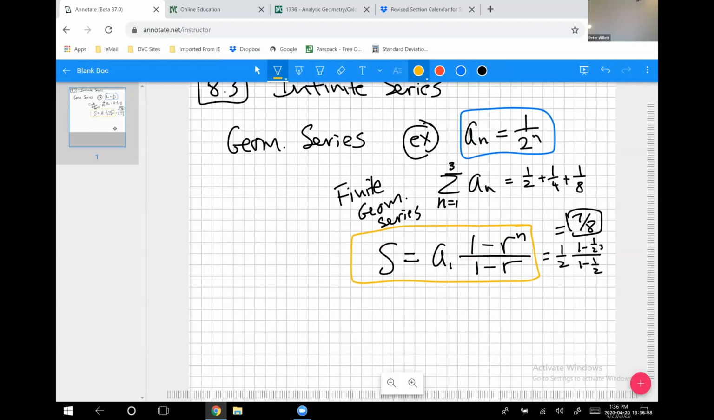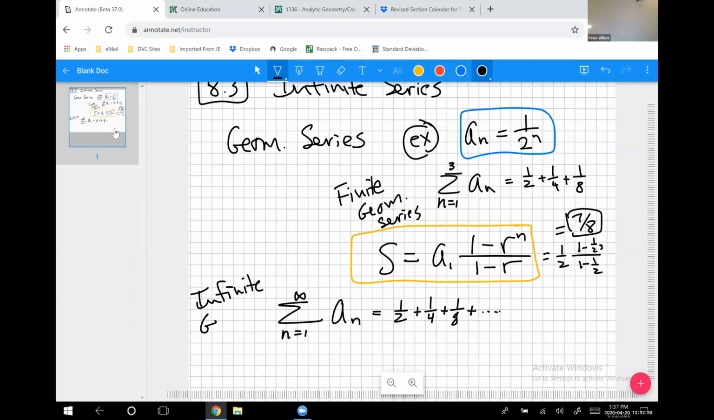And so then what they do is they say, okay, well, what if we don't stop at a particular point and we just keep going out to infinity? So if I instead said, okay, now let's take the infinite series, meaning we're going to let n go from 1 to infinity of a sub n. So then we get the 1/2 plus 1/4 plus 1/8. And at that point, I'm at 7/8, but we don't stop there. We just keep going and adding more and more and more. Then we have an infinite geometric series.